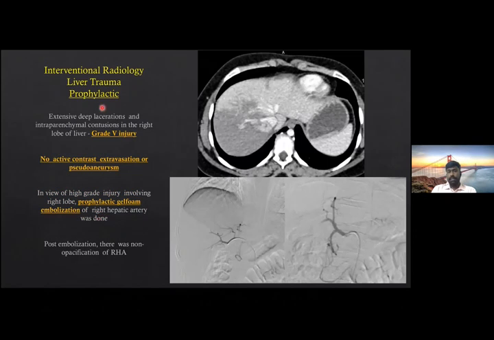Now, this is a case of prophylactic embolization in a patient with grade 5 splenic injuries and laceration, a grade 5 injury, wherein there is involvement of more than 75% of the right lobe. There is no active contrast extravasation or pseudoaneurysm. However, the patient was hemodynamically stable, and hence, considering the grade of injury and a preference for non-operative management, we went ahead and did a gel foam embolization of the hepatic artery, showing no opacification of the distal branches.